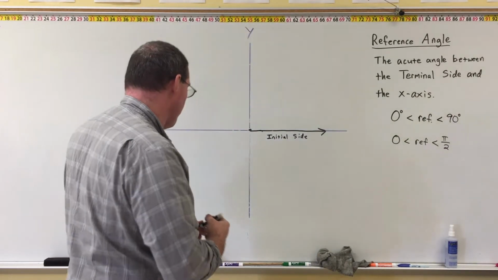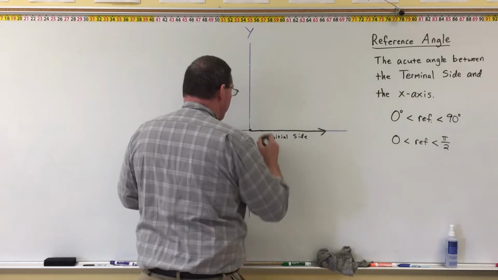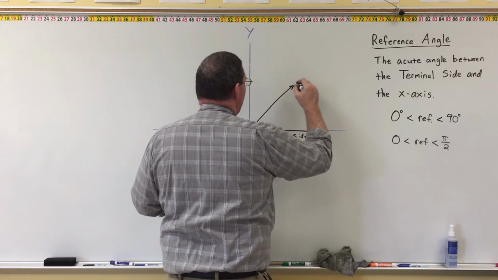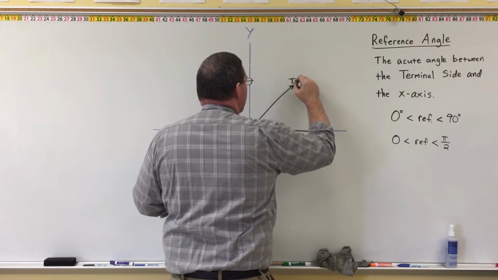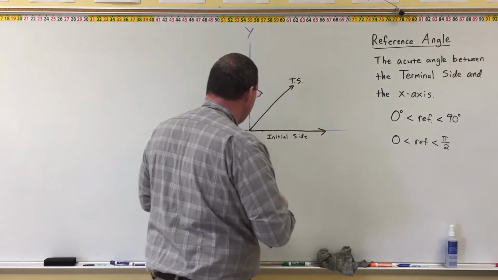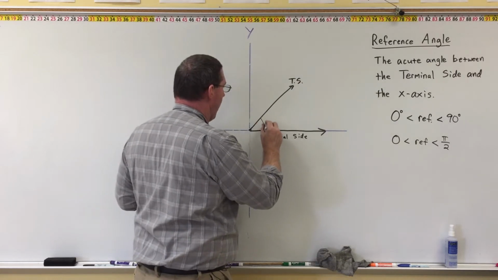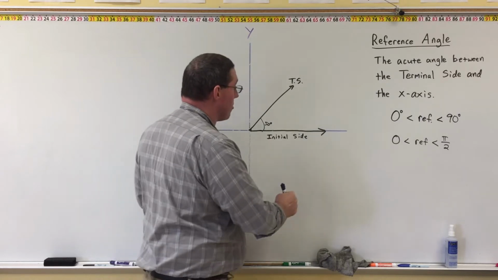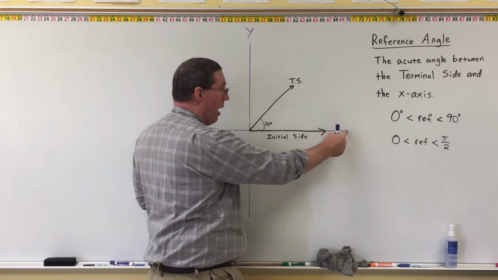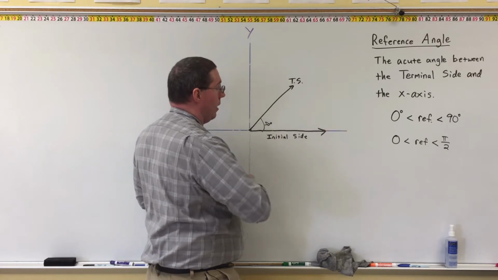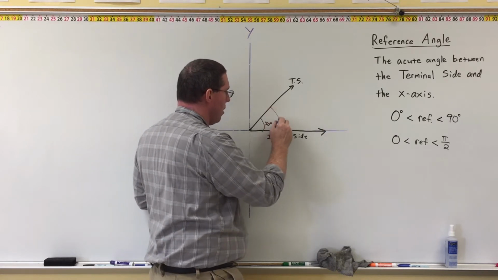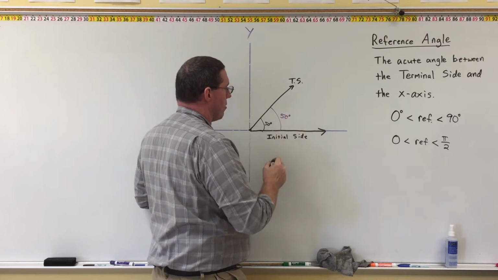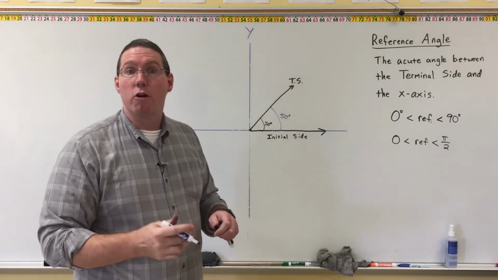So let's do a few examples here. All right, let's say that the terminal side is right here. All right, let's say that this is a 50-degree angle, and this is the, I'll put TS, this is the terminal side, all right, and it's a 50-degree angle. Well, the closest x-axis to this terminal side is the initial side, and therefore, this is the reference angle. So the reference angle is 50 degrees. Well, that was easy, but they're not all going to be just like that.